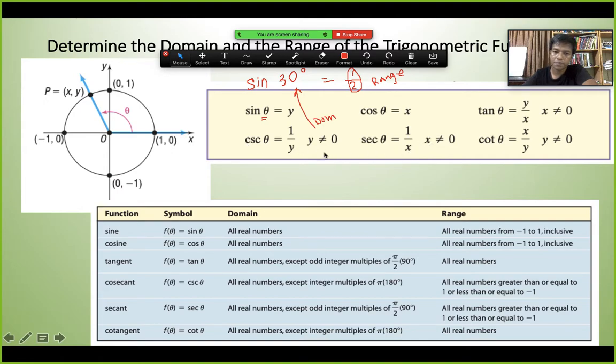So this y value, sine theta. For what value of theta does sine equal 0? We will have to think about that. Sine 0 degrees equals 0. That means sine 0 we cannot put here.